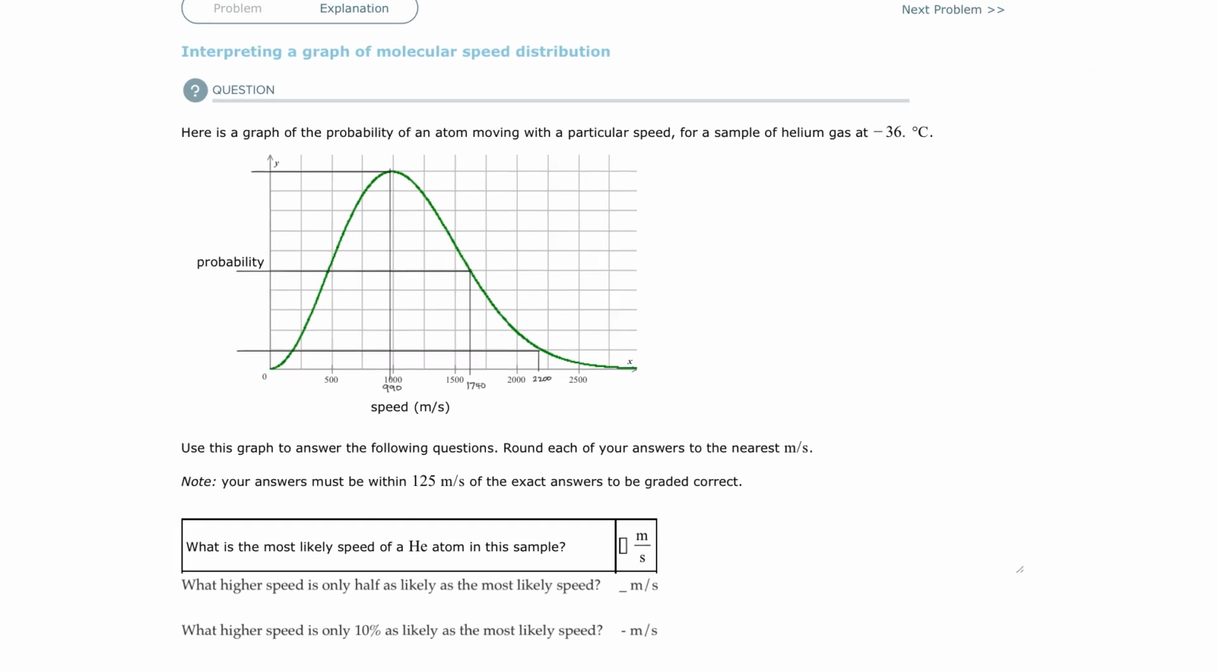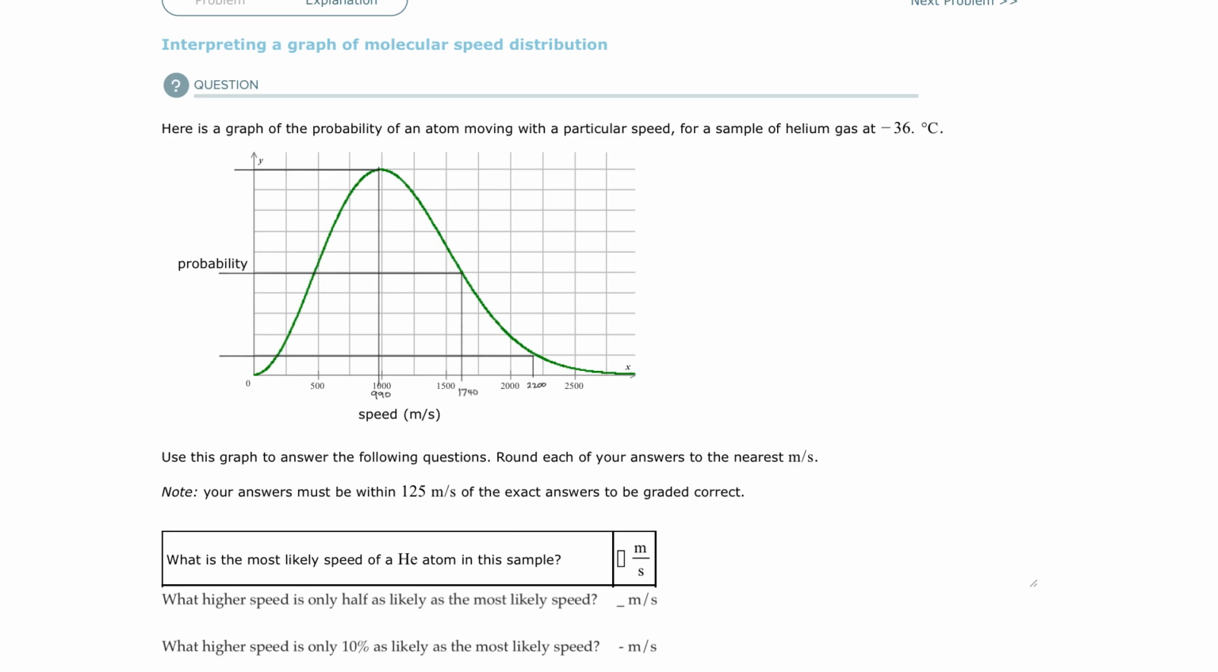Looking at it, the first question, and this is a real stickler. You have to be careful, because you'll miss these really easily, because Aleks is only taking within 125 meters per second as the right answer. So if you're not within that, you're not going to get it.